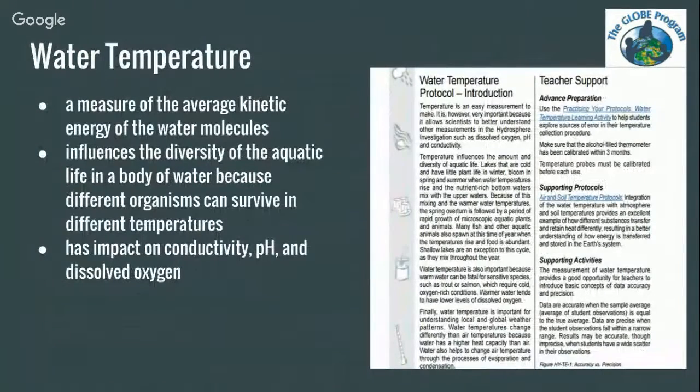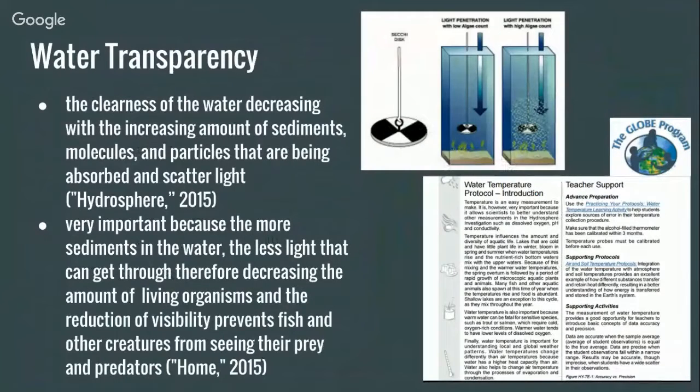Water temperature influences the diversity of the aquatic life in a body of water because different organisms can survive in different temperatures. Water transparency measures the clarity of the water, which is important because the clearer the water, the more sunlight can reach all the plant life, even at the bottom of the stream. Water transparency was measured using a homemade transparency tube following GLOBE protocols.